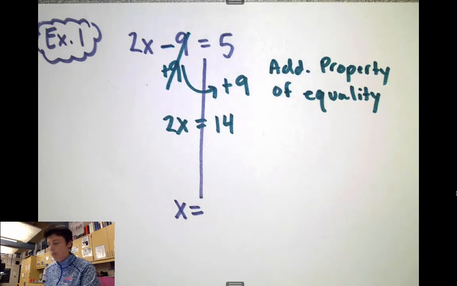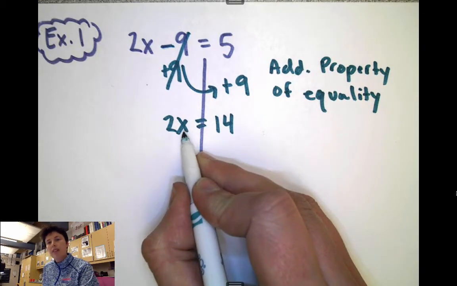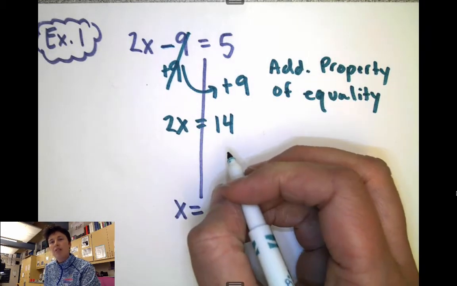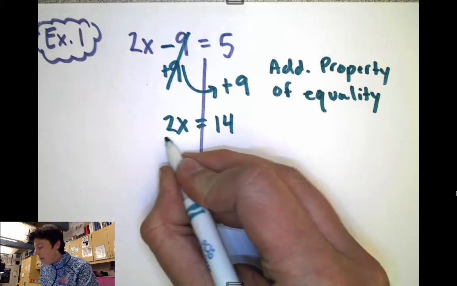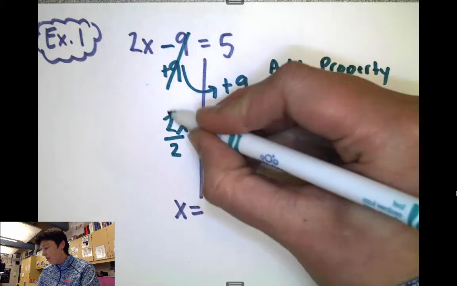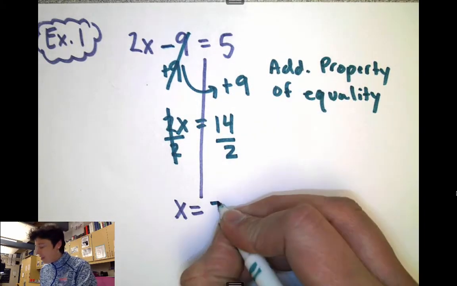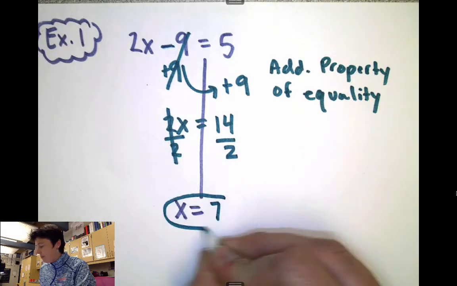Now I'm going to do the next step here. I'm going to get rid of the 2. Well, this is 2 times x, so the opposite of multiplication is division. We're going to divide by 2 on both sides. And that's going to get rid of the 2's, which is great. And 14 divided by 2 is 7, so I finally get down to my answer here. x is equal to 7.